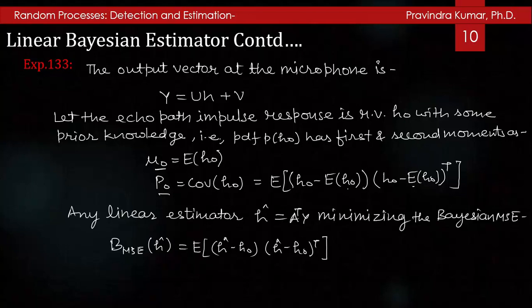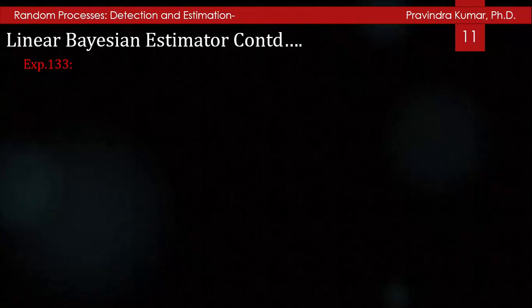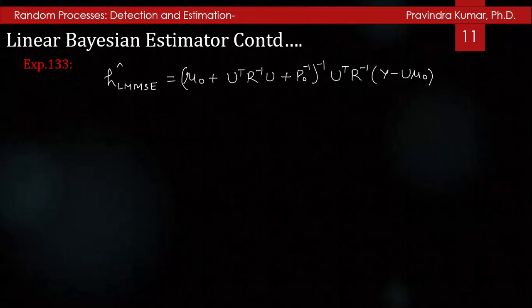Any linear estimator H cap is equal to A transpose Y. Minimizing the Bayesian MSE, that is BMSE of H cap, is the expected value of H cap minus H naught into the transpose of H cap minus H naught, where H naught denotes the true value of the impulse response, and the estimator is given by the mean of the posterior PDF p of H naught given Y. So the H cap LMMSE, the linear minimum mean square estimator, will be the inverse of the matrix mu naught plus U transpose R inverse U plus P naught into U transpose R inverse into Y minus U mu naught.